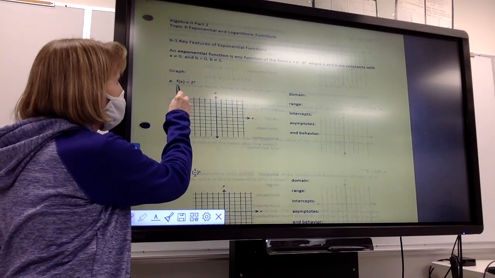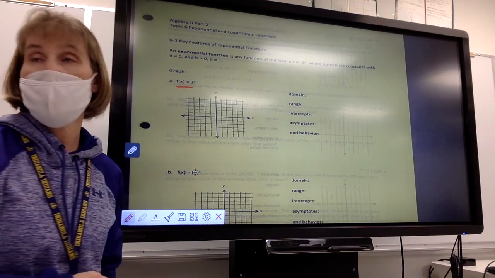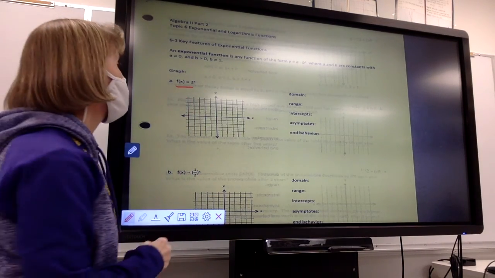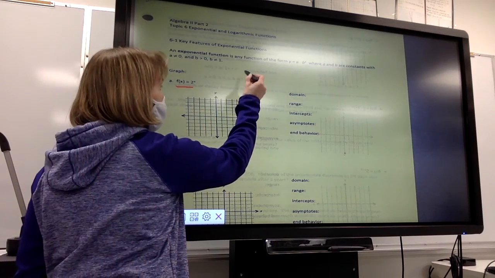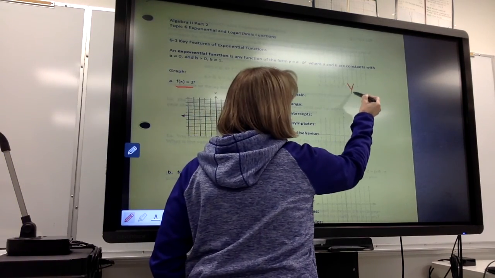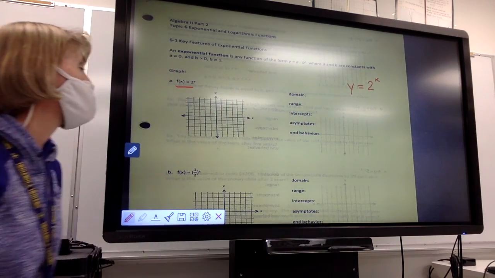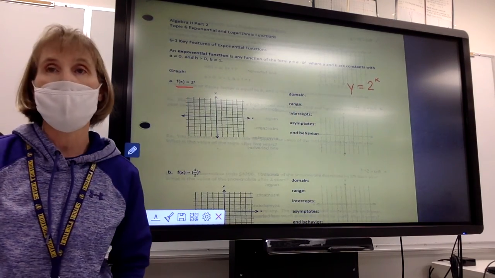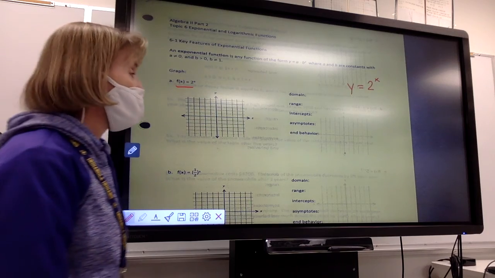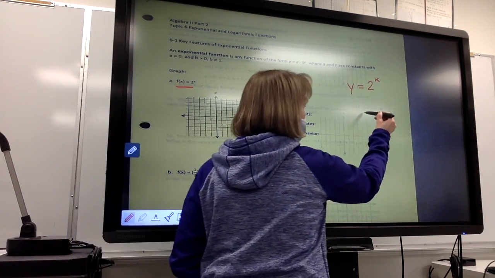So when it says to graph this function, this is in function notation. That's why it says f of x. If you don't like function notation, you can change that. You can just say y equals 2 raised to the x. You can replace the f of x with a y. That's fine. Just like before, you're going to make a table of values.